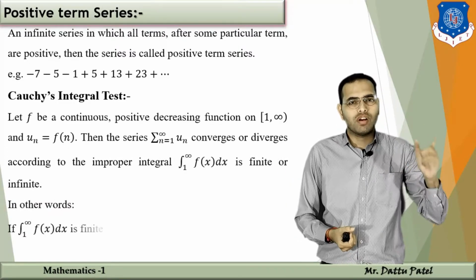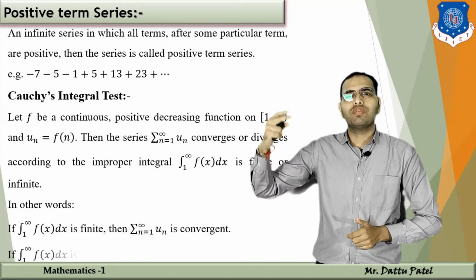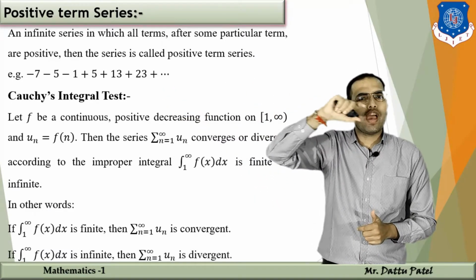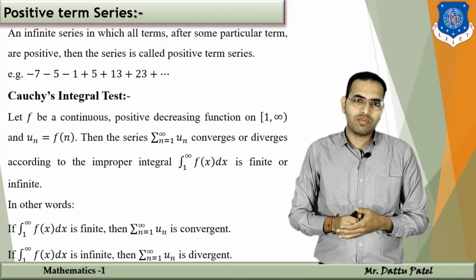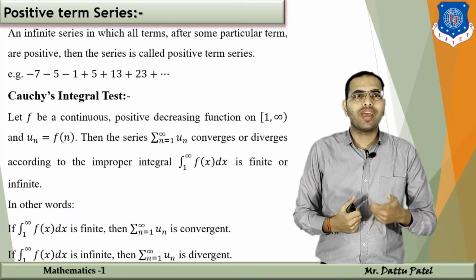Suppose we have the series 1 plus 2 plus 3 plus 4 plus 5 and so on. Means each and every term of this series is positive, then we can say that it is positive term series. Here we see one more example.